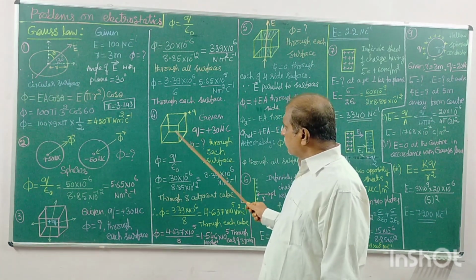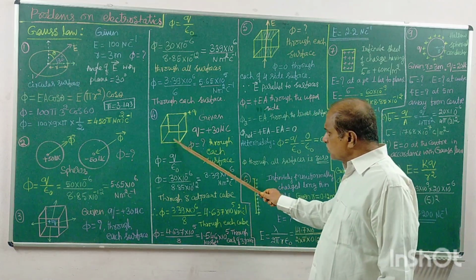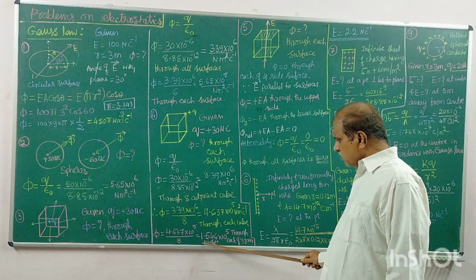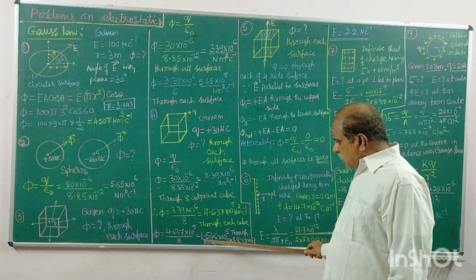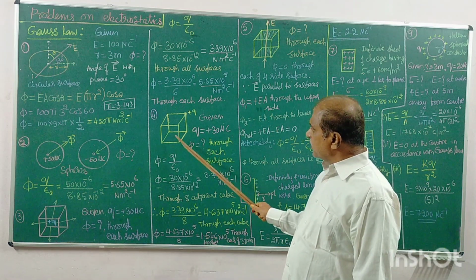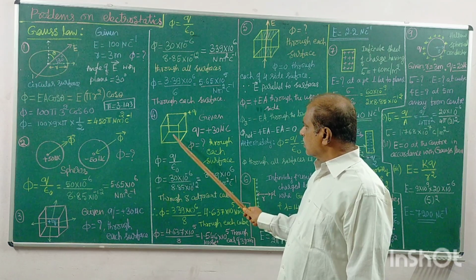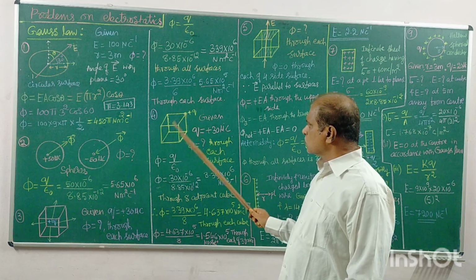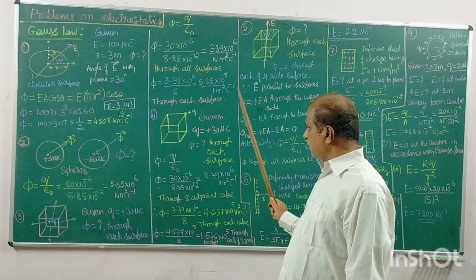For one cube, this is the amount, and the electric flux through these surfaces is divided by 3. That is the electric flux passing through each of the 3 faces: this face, this face, and the one below. The other 3 faces have no electric flux. So look at this calculation carefully, it is very important.